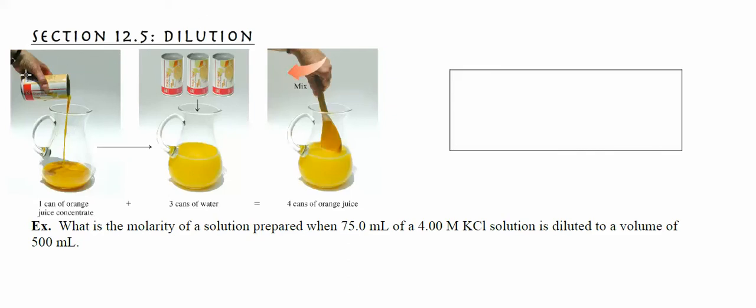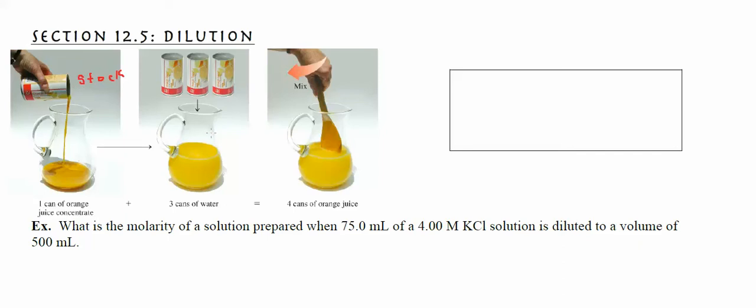Instead of these from concentrate cans, we have what are called stock solutions. And it's spelled like this. So this would be the equivalent for me of a stock solution. Now, a stock solution is an extremely concentrated solution, and what we do as chemists is we then dilute it down to whatever concentration we need.